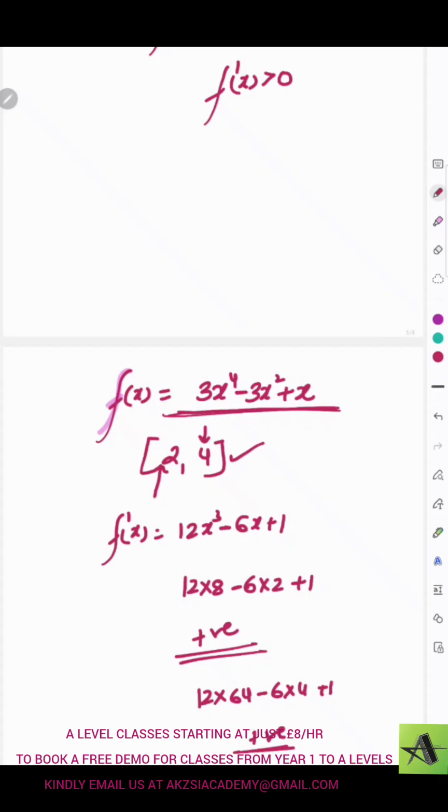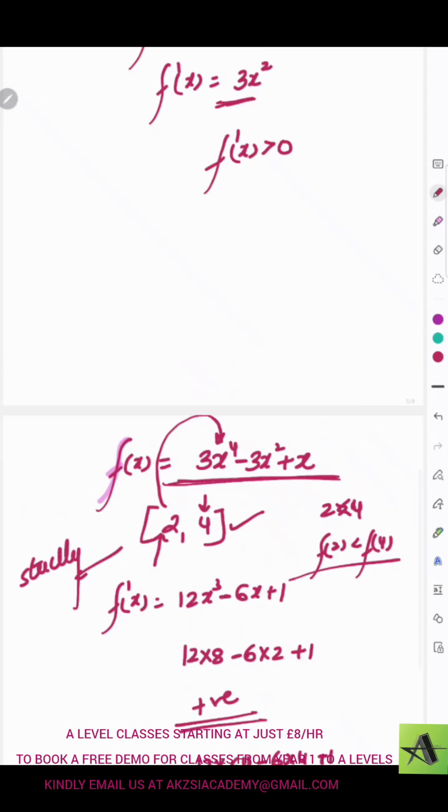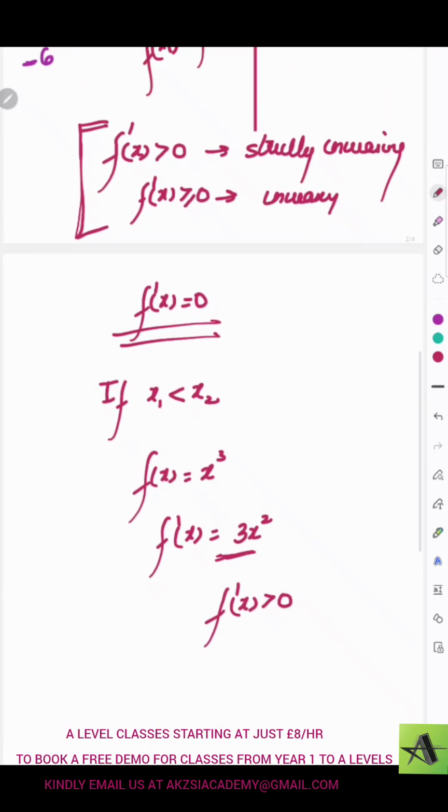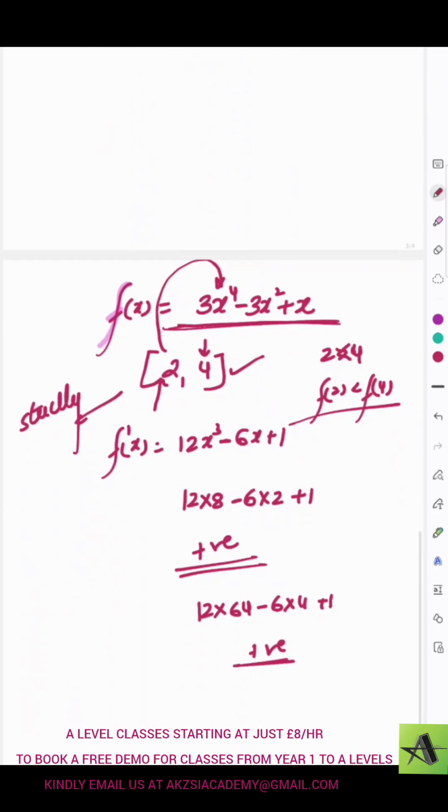Or also what you can do, you can just substitute this value. We know 2 is lesser than 4, so similarly f(2) should be lesser than f(4), and if it's so, then again I'll be saying it's an increasing function. So I can clearly see this is increasing, and more specifically, because it's not including any 0 value, no stationary points, it's strictly increasing.